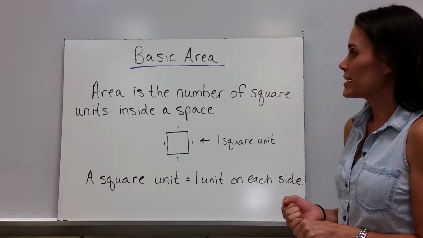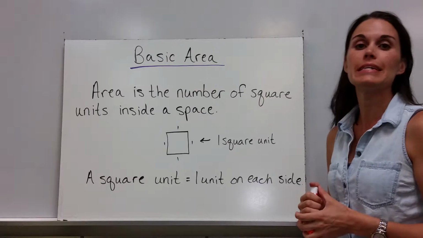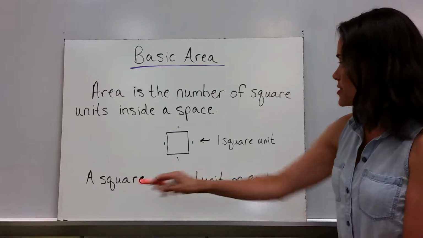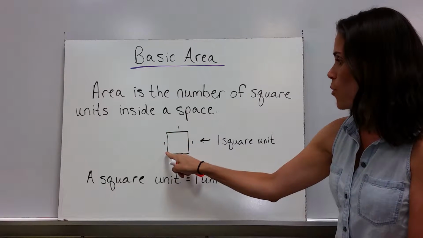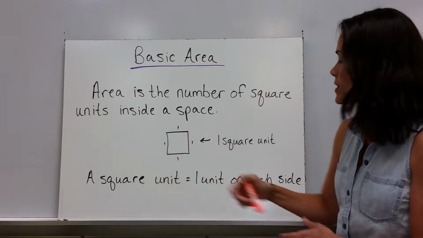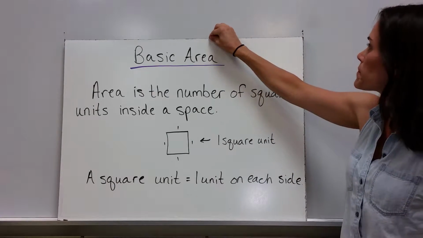Alright, basic area. Area is the number of square units inside a space. So a square unit is just one unit on each side. So here's a square, one this way, one this way, one this way, one this way. That's one square unit.